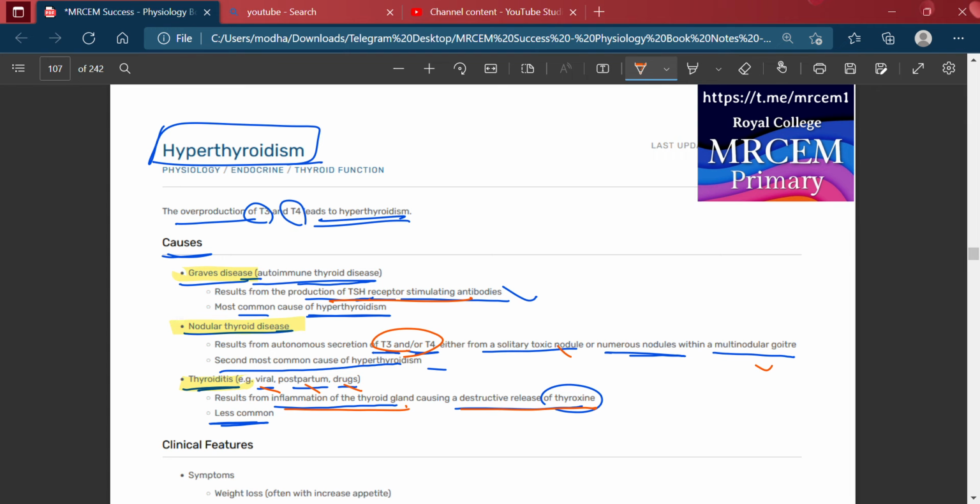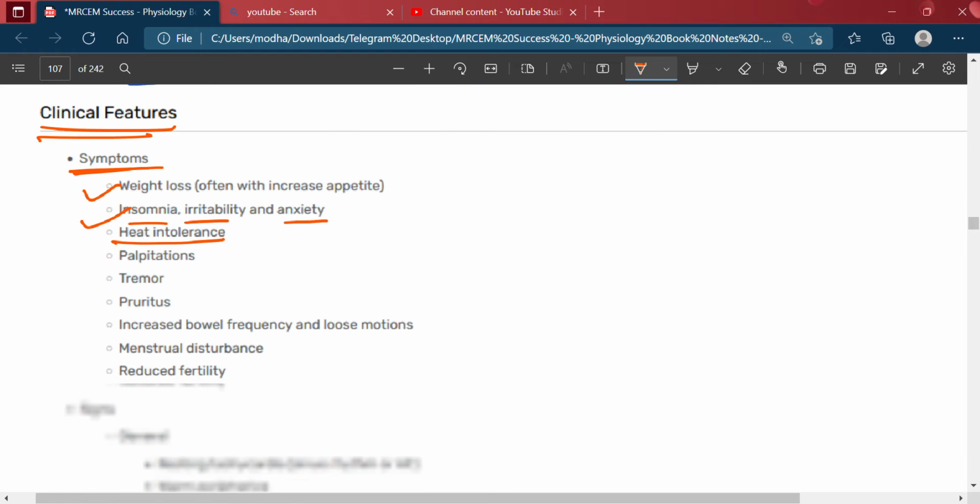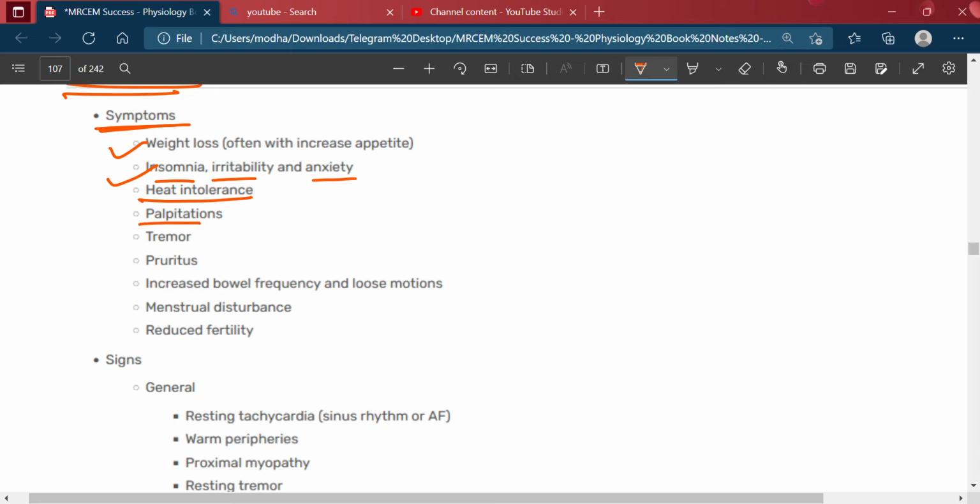Then what are the clinical features? The symptoms are weight loss, often with increased appetite, then insomnia, irritability and anxiety, heat intolerance, palpitation, tremor, pruritus, then increased bowel frequency and loose motion, then menstrual disturbance and reduced fertility.